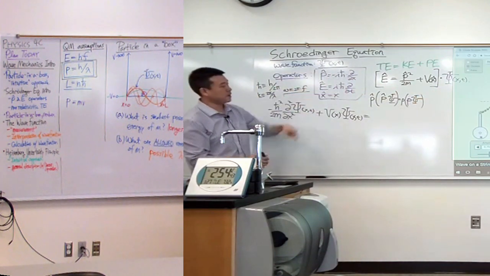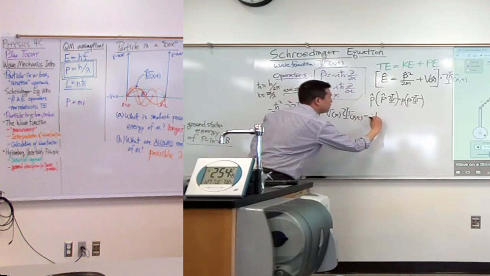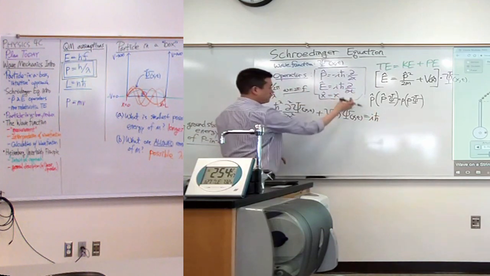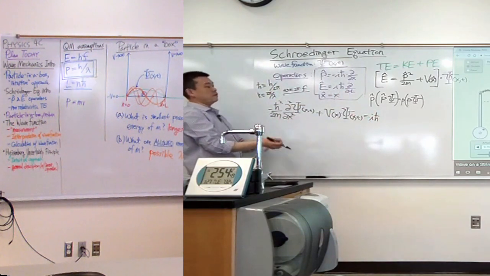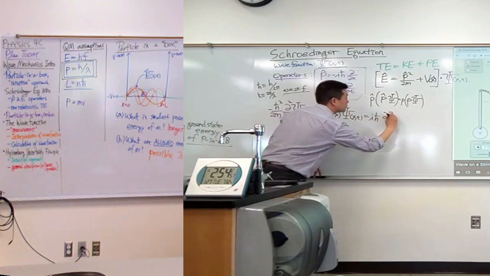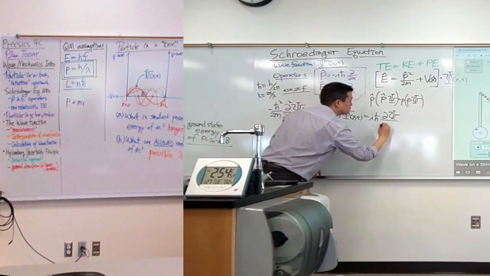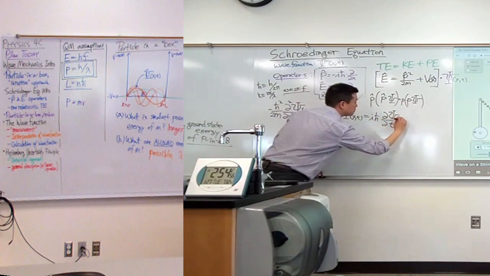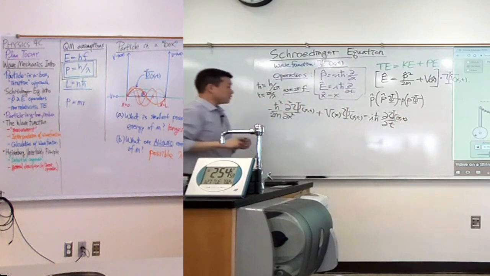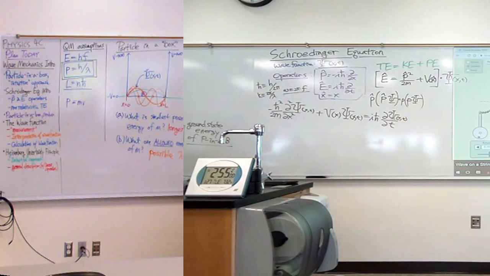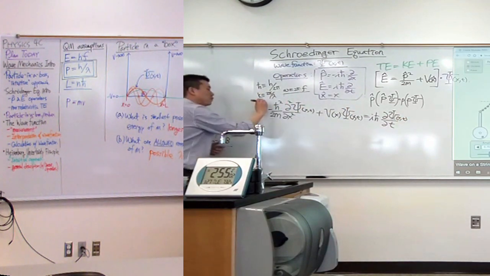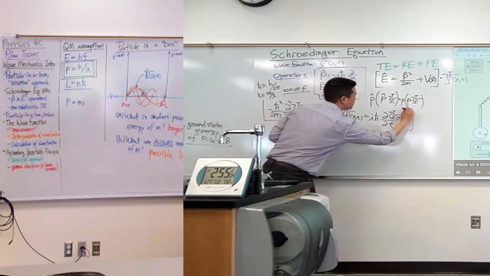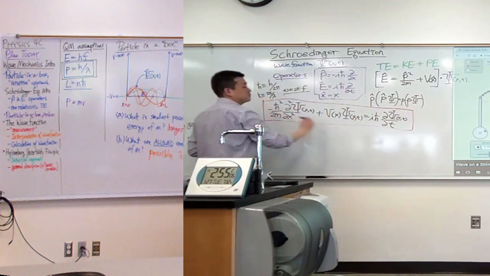So i h bar, time derivative of the wave function. So this is what your textbook will call the time-dependent Schrödinger equation.